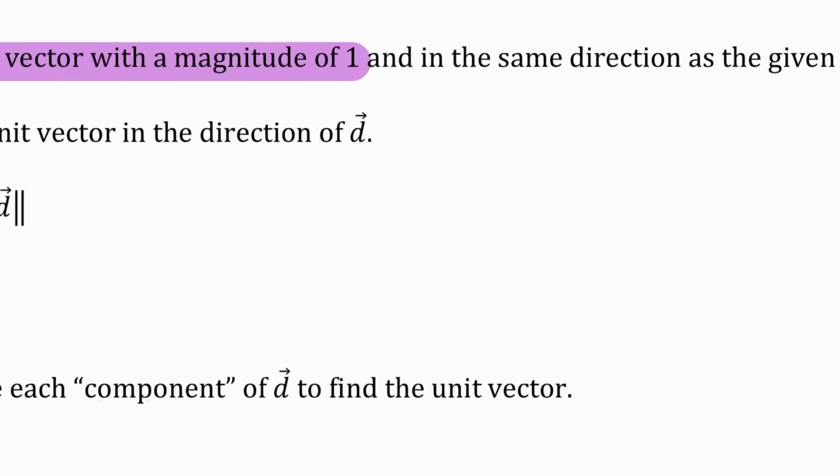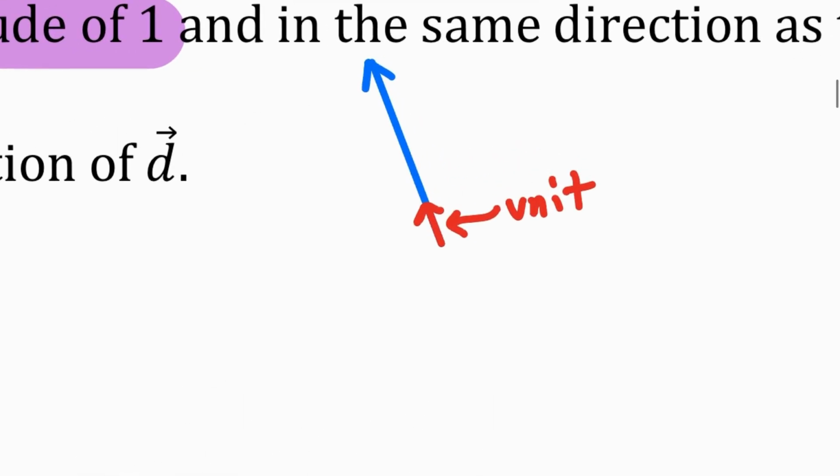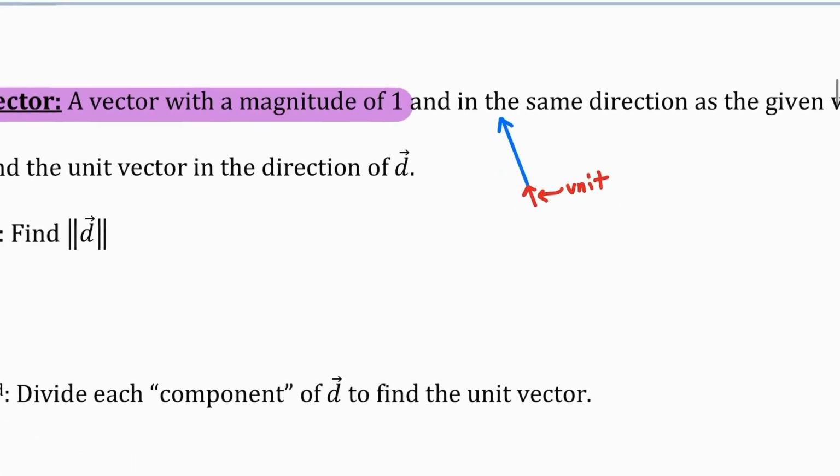And what I'm going to do is roughly sketch that. So -5, 12 looks something like this. But a unit vector is the same vector in the same direction, so like here, but the magnitude of that vector is 1. So how would we go about finding out the x and y component of this little tiny vector that has a length of 1 that goes in the same direction as our vector d?